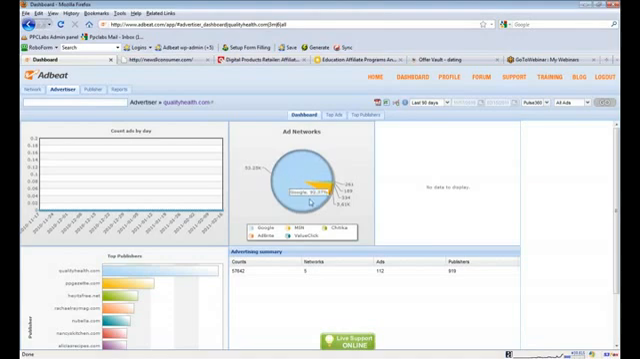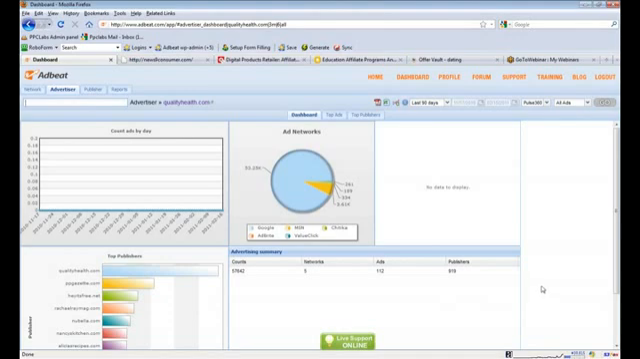So from this dashboard screen, you can see that the biggest color here is Google, so most of the ads that are out there are found on the Google network, but there's also some ads on MSN, AdBright, and very little on some other networks. So very quickly this tells you, okay, yeah, somebody is promoting QualityHealth.com on a couple different ad networks.